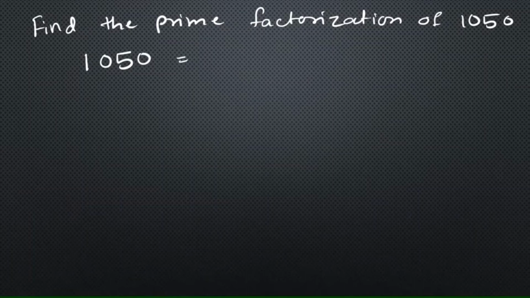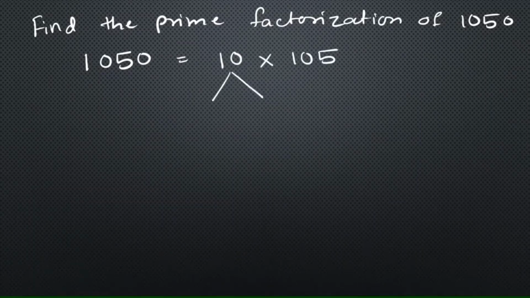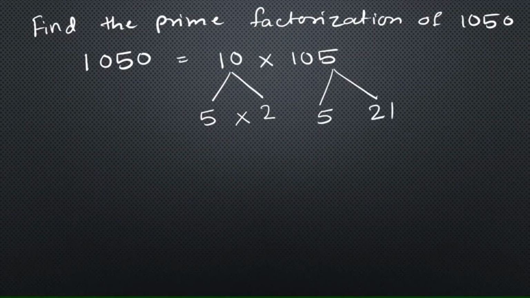You can see here the last digit is 0, so we can take 10 and the other will be 105. Now what are the other two factors of 10? When we multiply them, we get 10. So 5 and 2. 5 times 2 is 10. For 105, what are the two factors? When we multiply those two factors, we get 105. The last digit is 5, so we can take 5, and the other factor will be 21. 5 times 21 comes as 105. You can see here 5 is a prime factor, 2 is a prime factor, but 21 is not a prime factor.